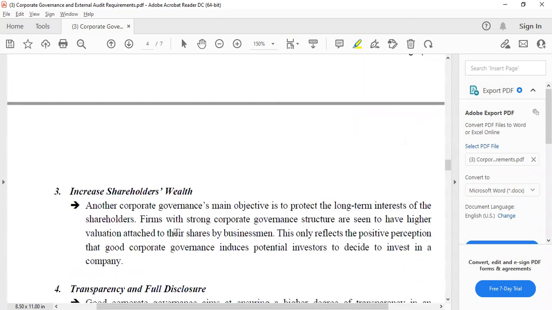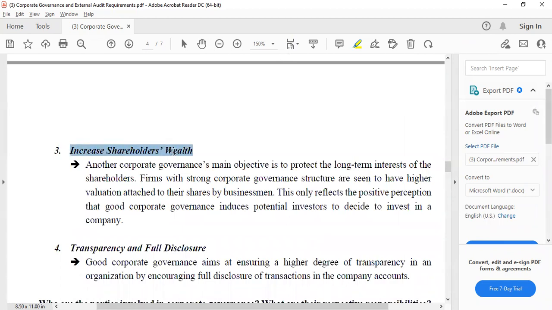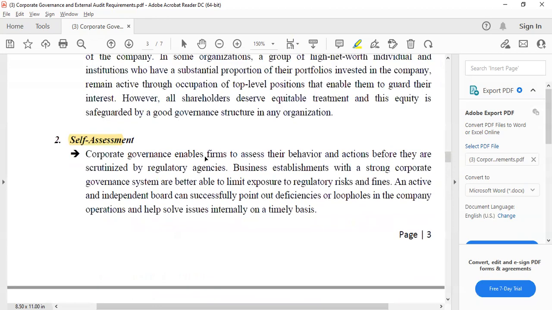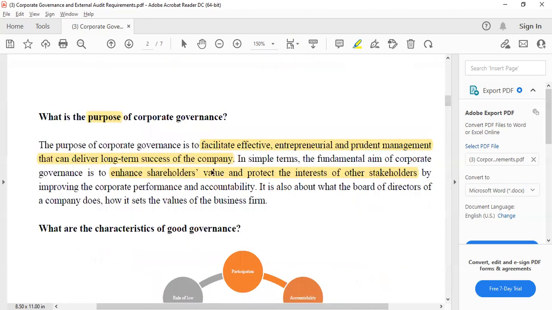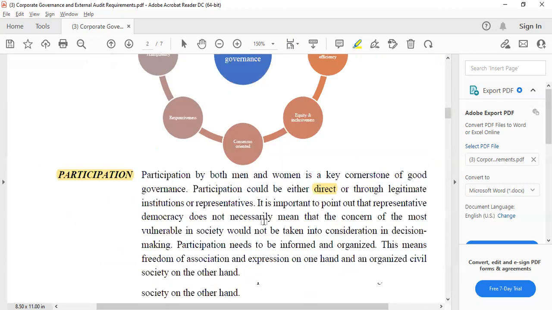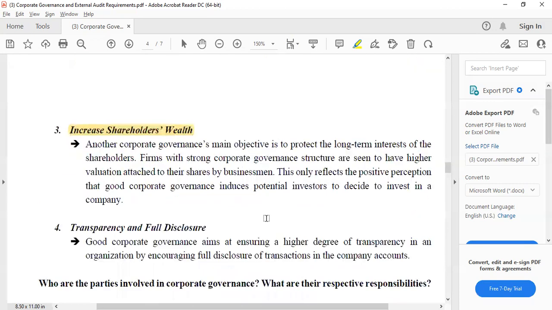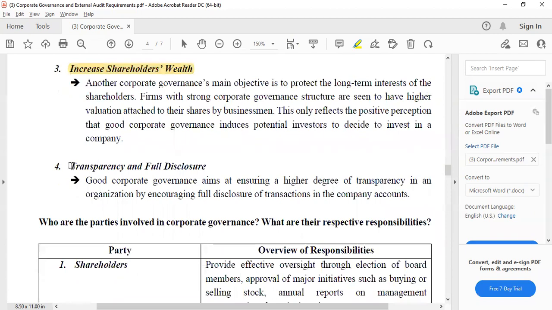Corporate governance is also there to increase shareholders' wealth, and this is the most important objective of corporate governance, as we have mentioned a while ago when we discussed the purpose of corporate governance. And then the last objective is transparency and full disclosure, which we also addressed when we discussed the characteristics of good governance.